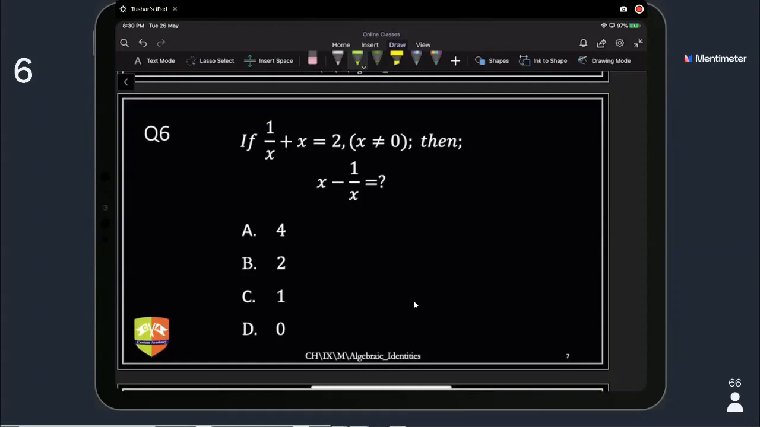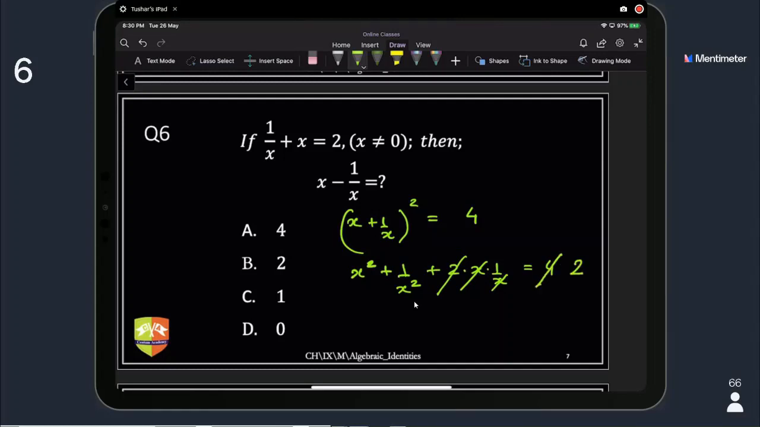Whenever you get such kind of questions, you know the conventional methodology is squaring. Square, you will get 4. So this is x square plus 1 by x square, plus 2, because x and 1 by x will get cancelled. So this is 4. This 2 comes here, it makes it 2. Then x square plus 1 by x square minus 2 is 0. And game over, right here. So x minus 1 by x whole square, root 0 is 0.